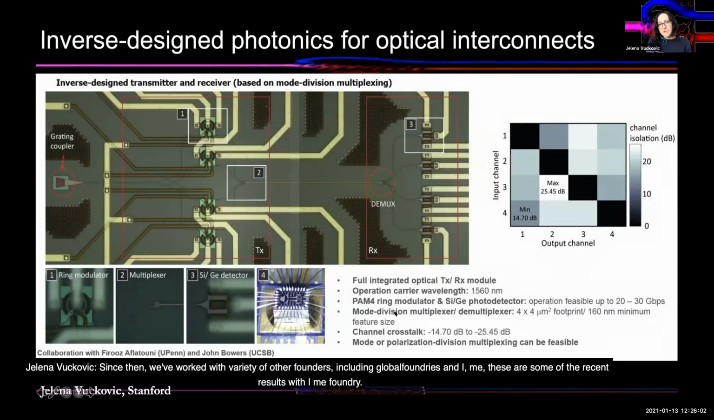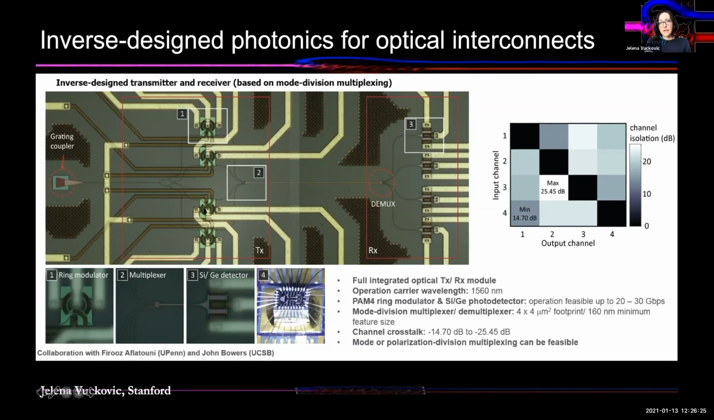These are some of the recent results with IME foundry. We collaborated with Firooz Aflatouni and John Bowers. We're also collaborating with Alan Willner from USC on high-speed measurements. This is an optical interconnect system. We were working on a DARPA-funded project for on-chip optical interconnects, and here we wanted to use mode division multiplexing and demultiplexing to connect different parts of the electronic circuit.